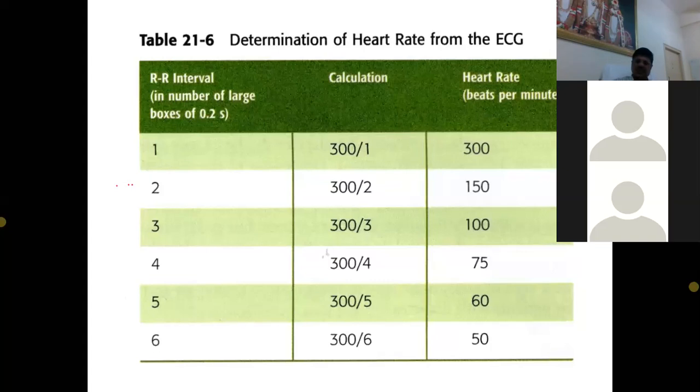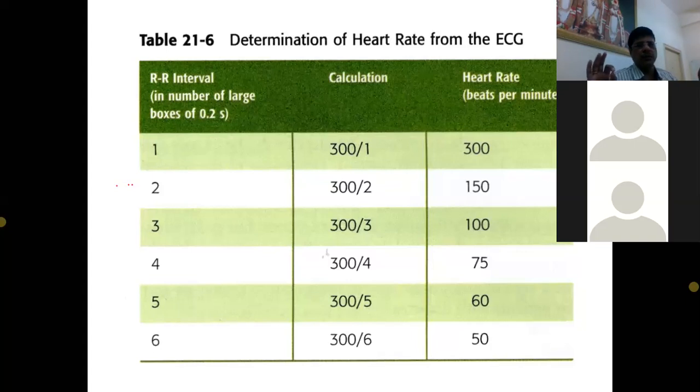If you just sit and think about this, one large box means it is having 5 small squares. It is equal to 0.2 seconds. So that is what is shown in the bracket there. One large box is equal to 0.2 seconds. So that is why they have come to that conclusion of 300 by 1. Okay, so this is a very simple way of finding out the heart rate.